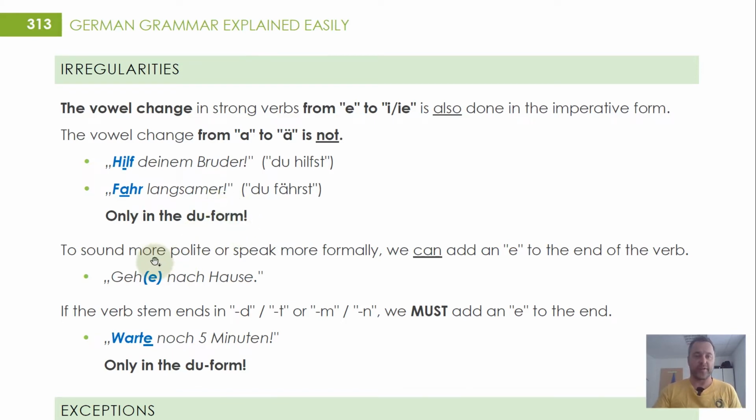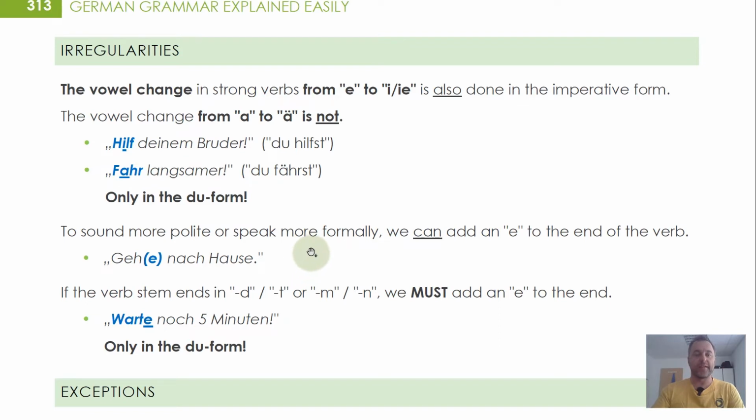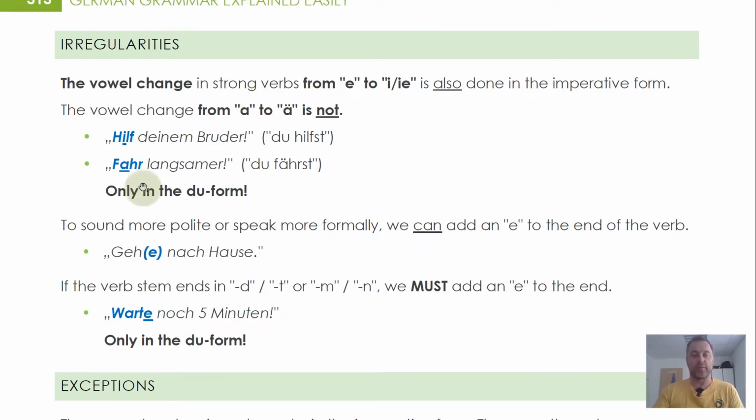The imperative does not exist in the third person. That's why it can only happen in the du, the singular version. And there's also something that we can add to this du version. That's an extra E at the end of the verb that makes it a little bit more formal and a little bit more polite. So instead of geh nach Hause, you can also say gehe nach Hause. Both are correct. If you want to always speak a bit more politely, I recommend you add it if it sounds right.